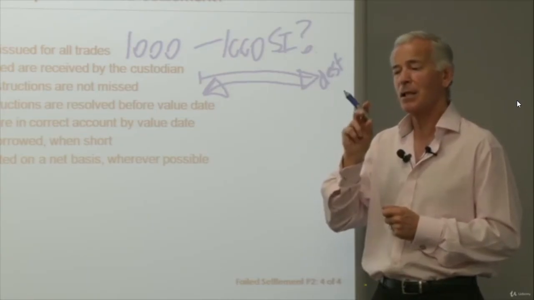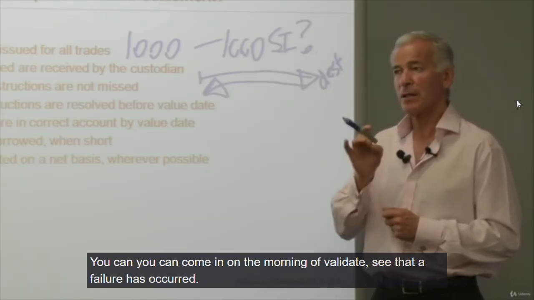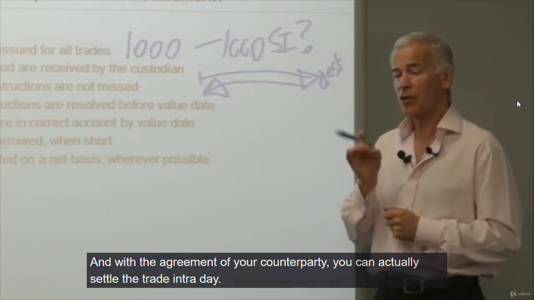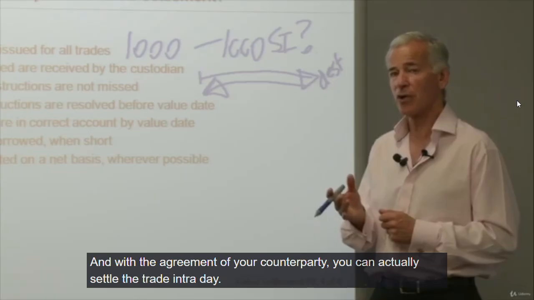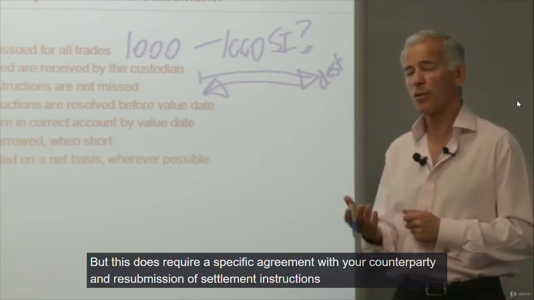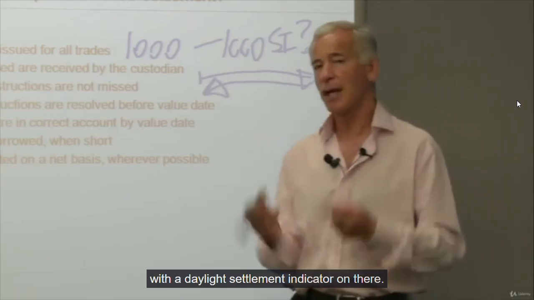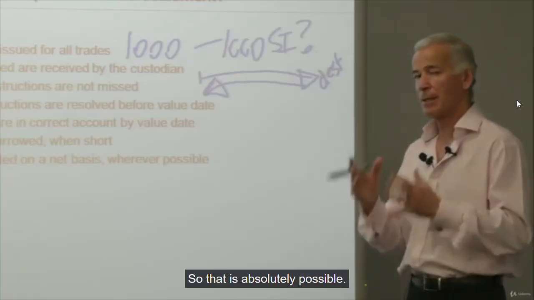These days, you can come in on the morning of value date, see that a failure has occurred, and with the agreement of your counterparty, you can actually settle the trade intraday. But this does require specific agreement with your counterparty and resubmission of settlement instructions with a daylight settlement indicator on there. So that is absolutely possible.